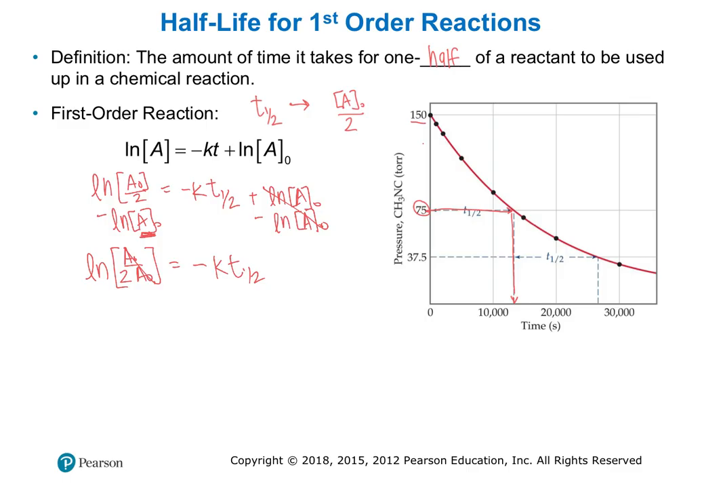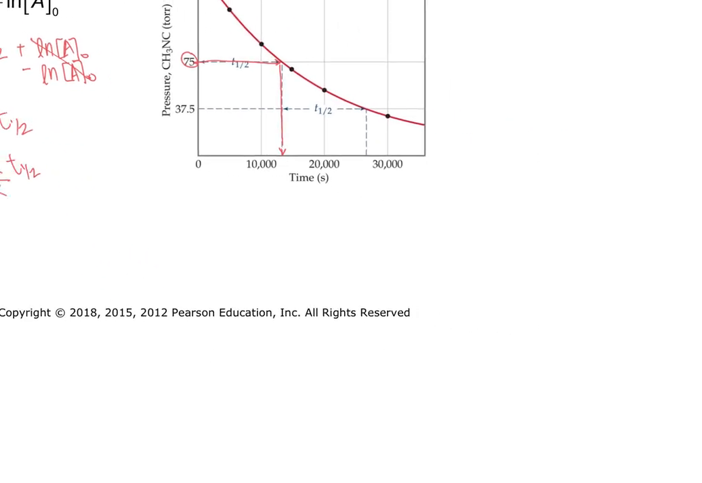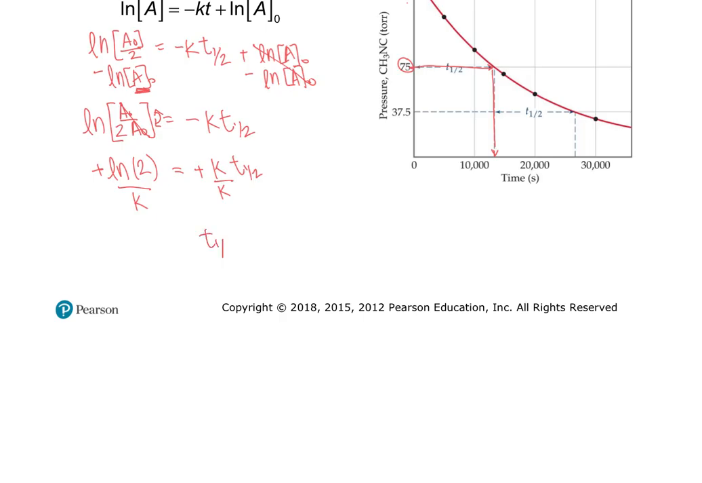And natural log of 1/2, we could actually flip that over and make it natural log of 2. And by flipping that over, we have to pull out a negative. So we get negative natural log of 2 equals negative K T1 half. And then the negatives cancel out. Then we divide by K on both sides, and we get the half-life equals the natural log of 2 divided by K.